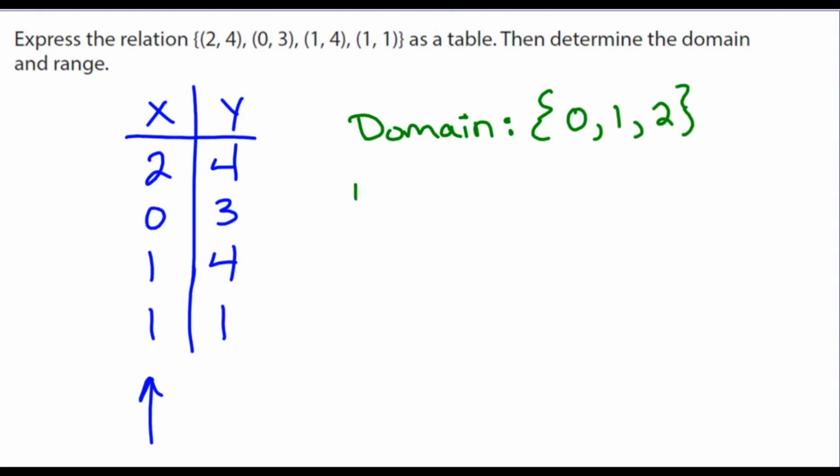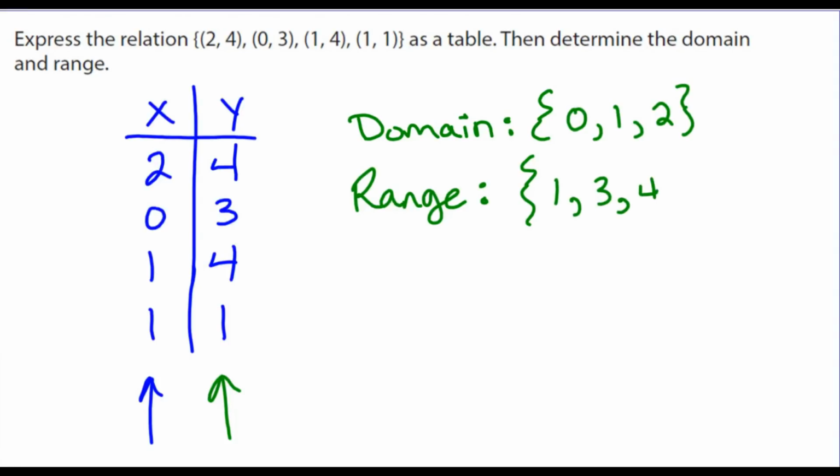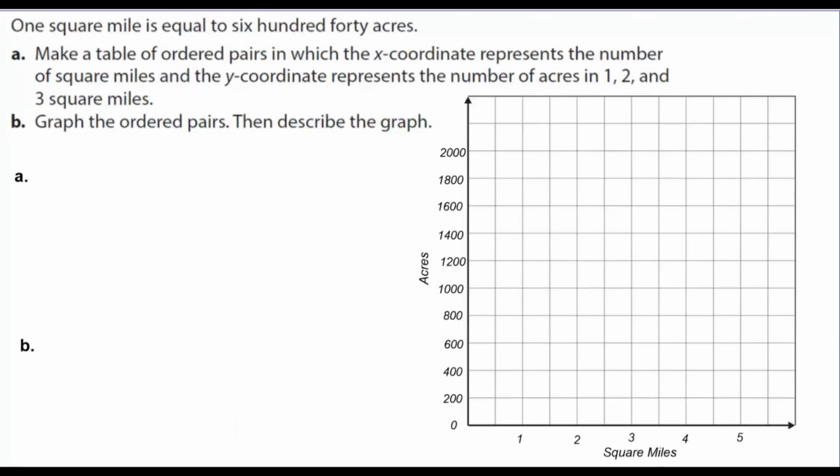And in the same way with the range, those are all of our y values. And again, we're going to list those in braces. From least to greatest, 1, 3, and 4. The 4 repeats, so I don't need to list it twice. So the domain is {0, 1, 2}, and the range is {1, 3, 4}. So be careful of that when you're listing the domain and range.